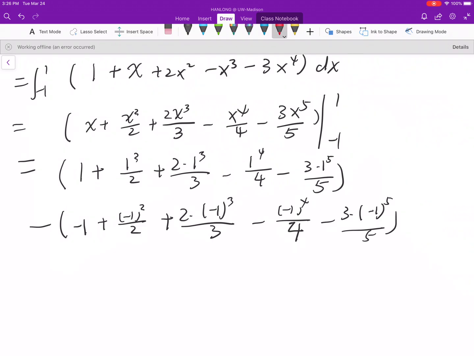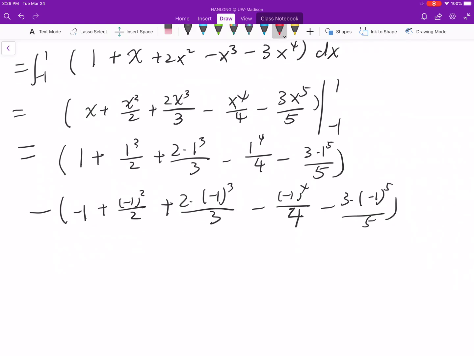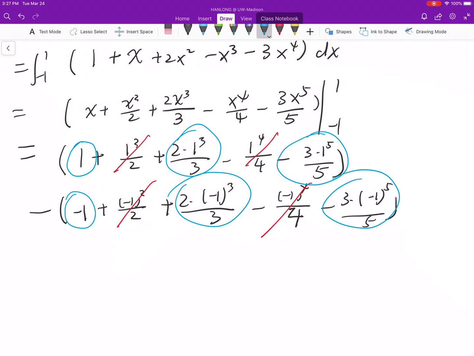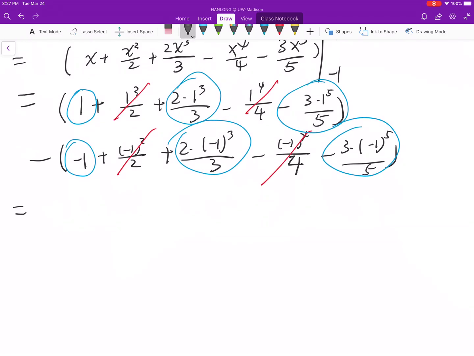And note that all the monomials of even power are cancelled because your domain is symmetric with respect to the origin. And then for the odd-order terms, actually you just double it. So you have 2 plus 2 times 2 over 3 and minus 2 times 3 over 5.